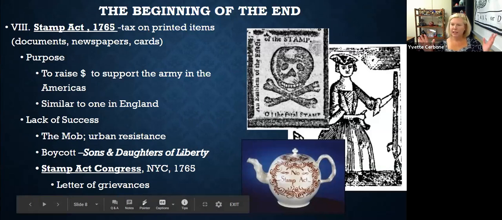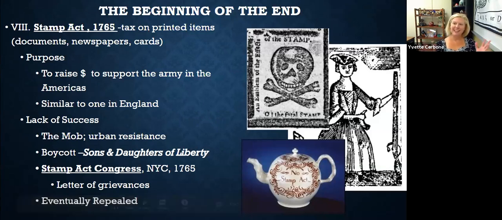So I've titled this The Beginning of the End, and the end being the point where we are no longer English colonists in America, but we are Americans. And that really begins with the Stamp Act.